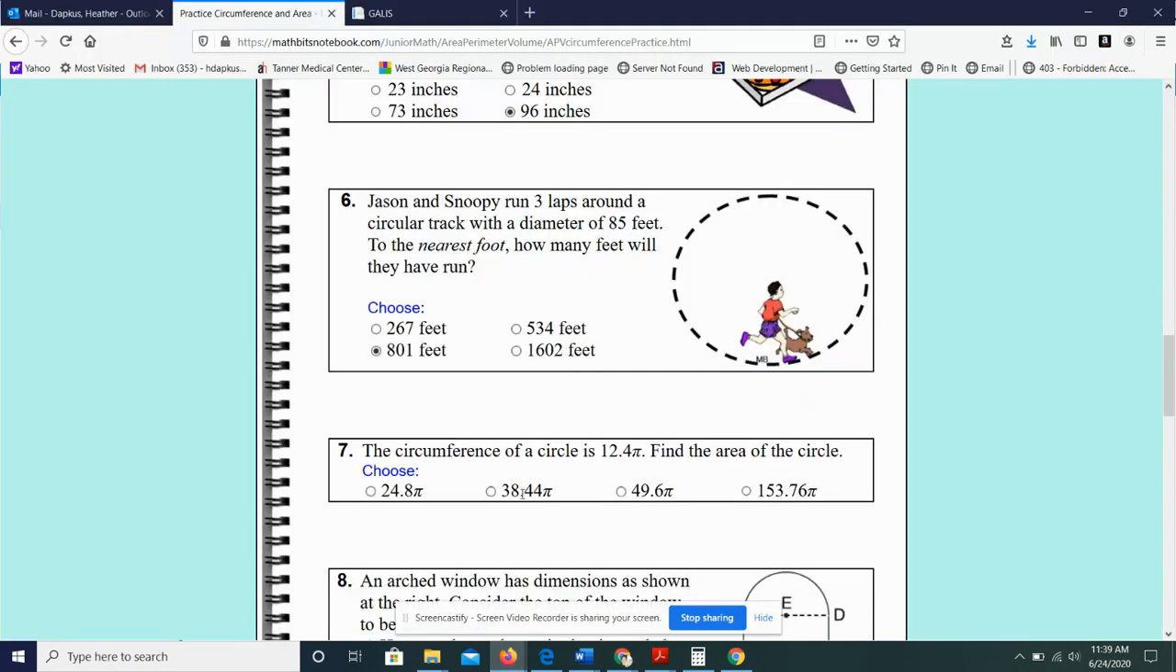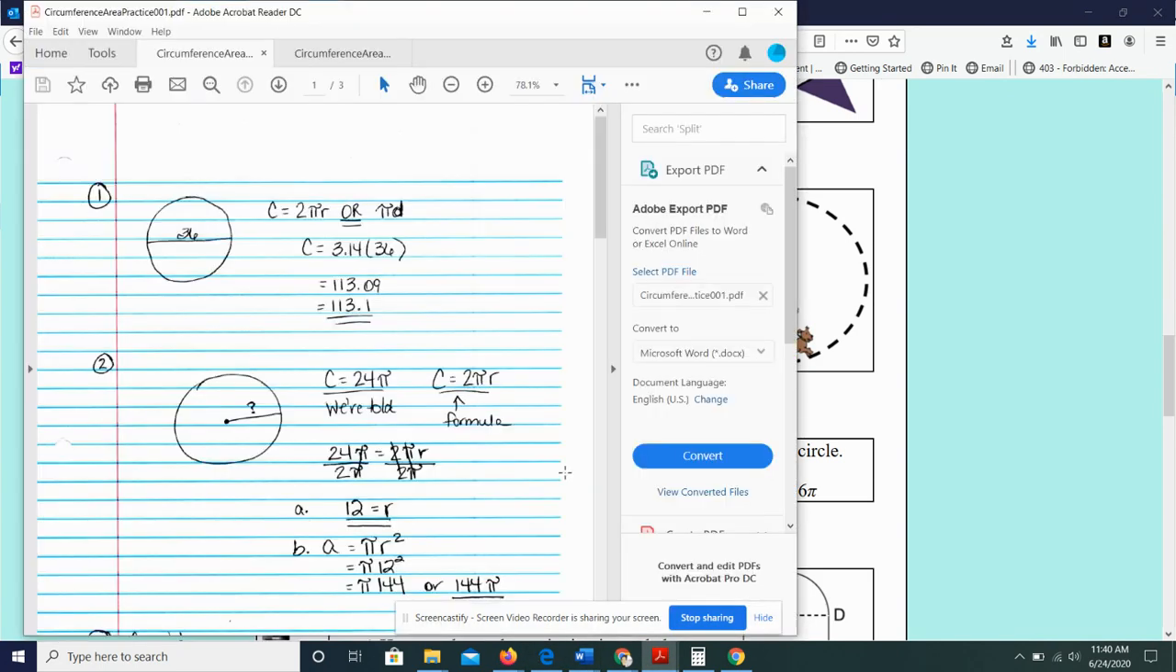Okay, so on our last video, we had stopped at number 6. We had read it. Jason and Snoopy are running around this circular track with a diameter of 85 feet. So to figure out the distance around it, we need to just do 85 times pi. And then to do it 3 times, we need to multiply whatever we get by 3. So let's come over here and see where I worked that.